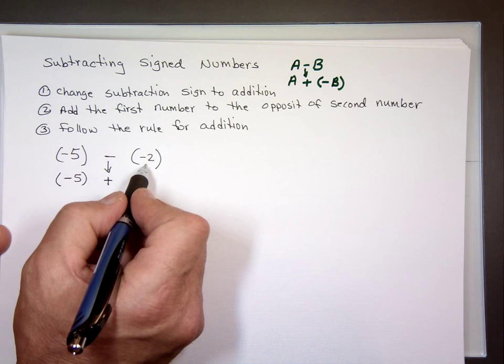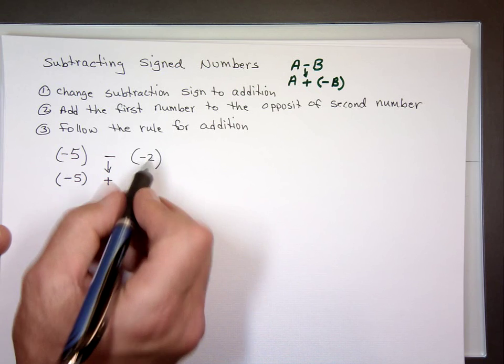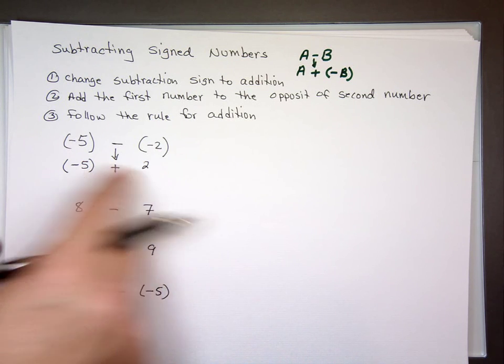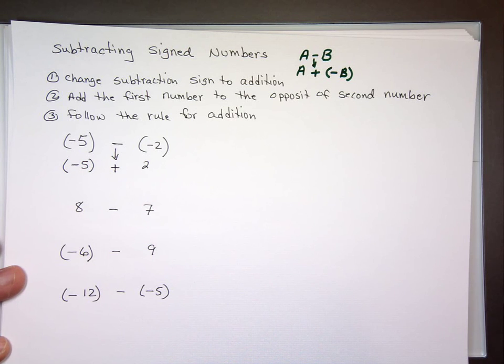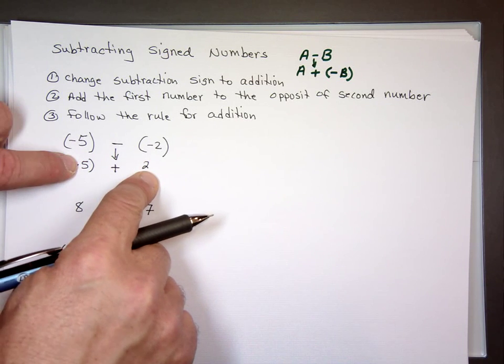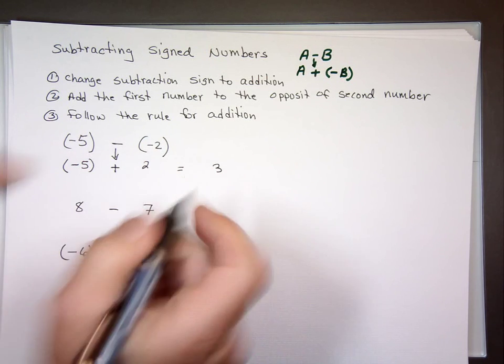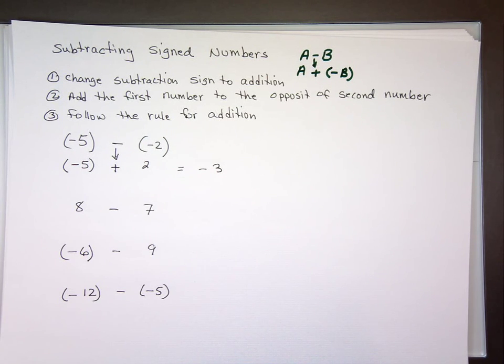What's the opposite of -2? +2. And now let's apply the rule for addition. We just finished that in the previous video. Look at these two numbers, either the same sign or different signs. We subtract the smaller number from the larger, 2 from 5, which is what? 3, and what's the sign of 5? Negative. So instead of giving you a new set of rules, we're going to use the same set of rules with minor adjustment.